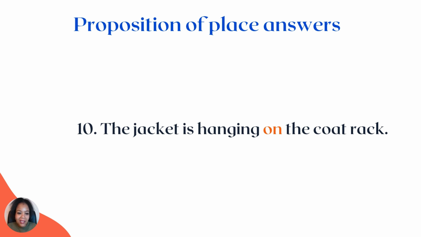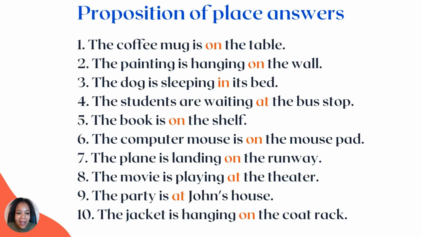Last but not least, sentence number 10, the jacket is hanging on the coat rack. So the coat rack is not a typical type of surface. However, on is used to express that the coat is hanging on the coat rack. So here you go, our 10 sentences, 1 to 10. I hope that you got most of them correct or all of them correctly. If you haven't, don't worry. Practice makes perfect. And if you haven't done so by now, this is a good time for you to go and watch the video that I make that gives you tips on how to use the prepositions of place.